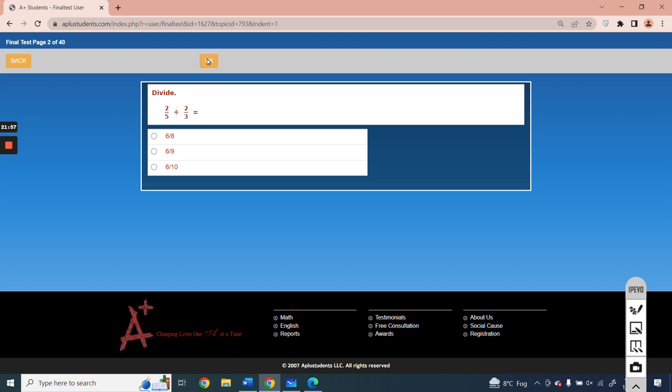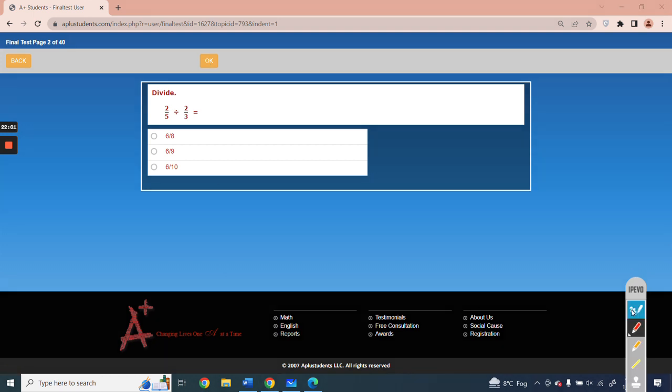Okay, divide 2 by 5 divided by 2 by 3. Got it? So it's very easy. Just replace the division sign with multiplication and take the reciprocal of the term that is right after the division sign. So it will be 2 by 5 multiplied by 3 over 2. Got it? Reciprocal means you have to interchange numerator and denominator. You can cancel out the 2.